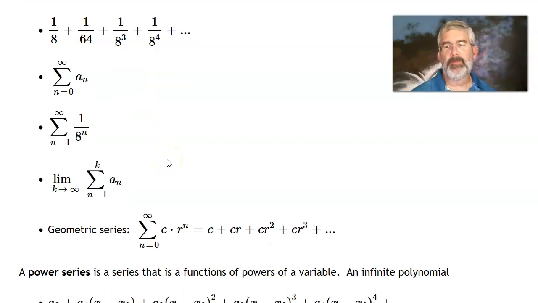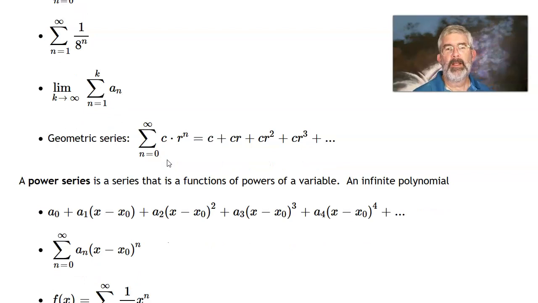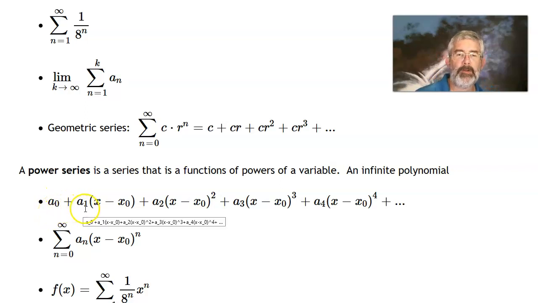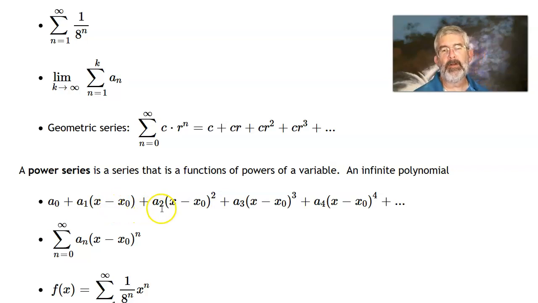Now, the purpose of this video is really to say what is a power series. A power series is a series, so it's an infinite sum, but there's a variable involved, and that variable is raised to bigger and bigger powers each time. It's essentially an infinite polynomial. Here's an example written out where it starts with a constant, and then you've got some other constant times x minus x0, plus another constant times x minus x0 squared, x minus x0 cubed, a constant times x minus x0 to the fourth, and so on. In summation notation, it might look like this: the sum from n equals 0 to infinity of a sub n times x minus x0 raised to the n power.